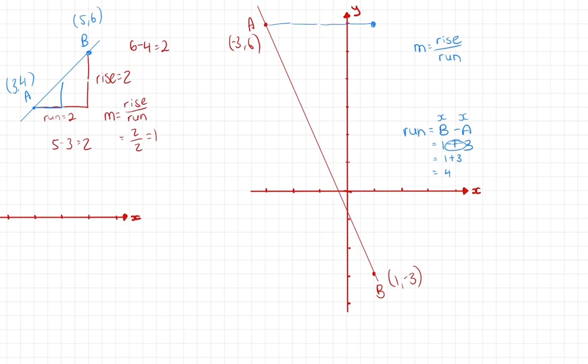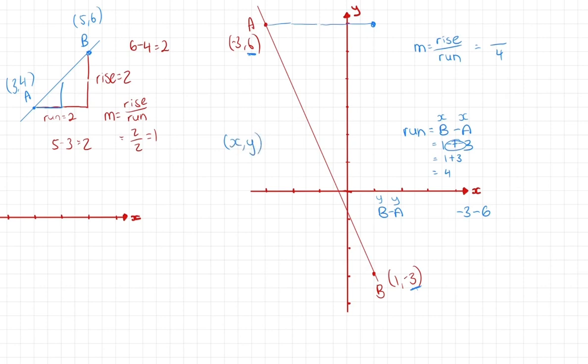Now if you look at this, this is a negative gradient graph. So what we're going to do is put my run in there because now I've got it. But it's a negative gradient. So what we've got here is -3, take away 6, because we're doing B take away A, and we're doing the Y coordinates this time, which is the second number. So always remember it goes your X and then your Y.